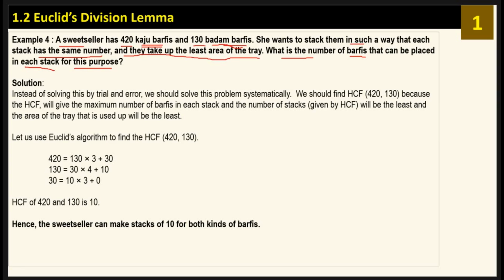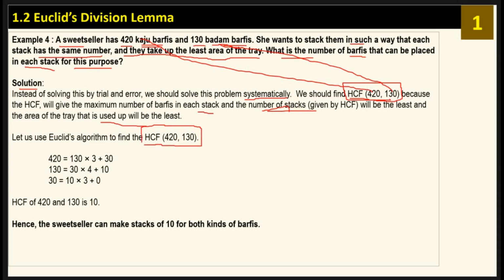In lower grades or classes, we would have solved this problem by trial and error, but in this case we will solve the problem more systematically, by finding the HCF of the given two numbers 420 and 130. If we find the HCF of these two numbers, we shall get our answer, because that will be the number of barfis that we can stack when the area of the tray used is the least. So our problem is to find the HCF of 420 and 130.